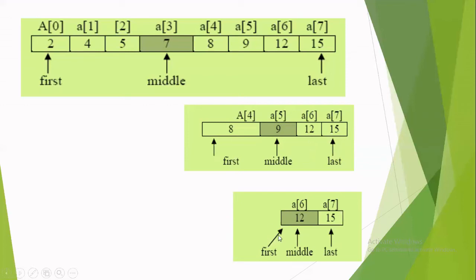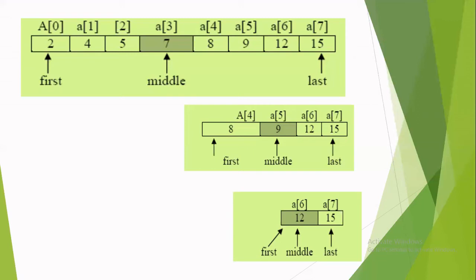Now your first pointer is pointing to index value 6, and the last pointer is pointing to index value 7. Again, compute the index of the middle element. It is (6 + 7) divided by 2, that is 13 divided by 2, which is 6.5. We will truncate the fraction and consider only the integer component.